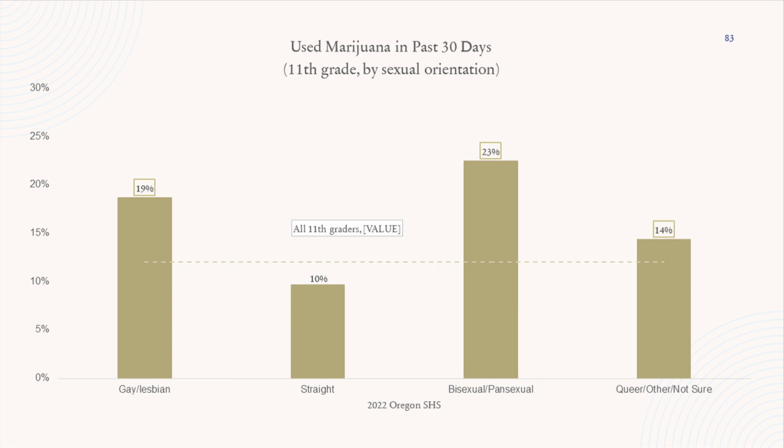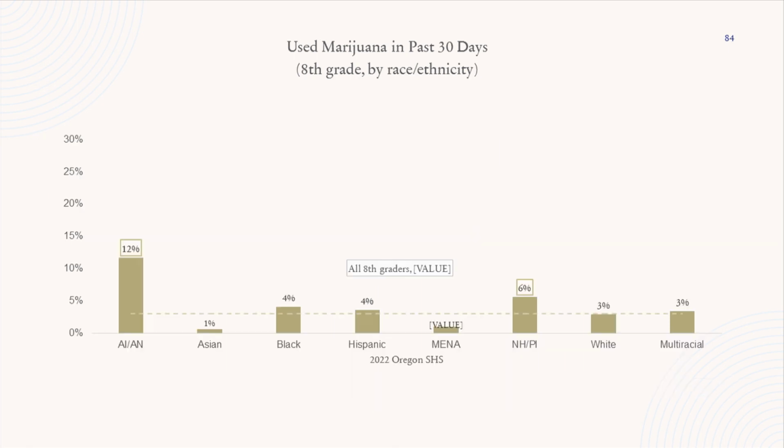And by sexual orientation among 11th graders, youth within the LGBTQ2SIA+ community reported much higher rates of marijuana use in the past 30 days when compared to the state rate. Again, that's still 12%. And by race and ethnicity among 8th graders, we see that youth who identify as American Indian, Alaska Native, and Native Hawaiian Pacific Islander also reported higher rates of marijuana use in the past 30 days.